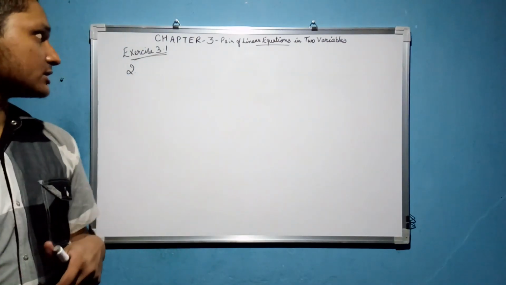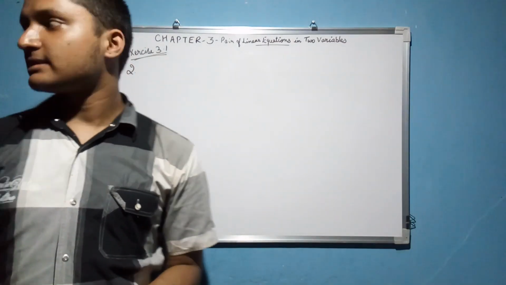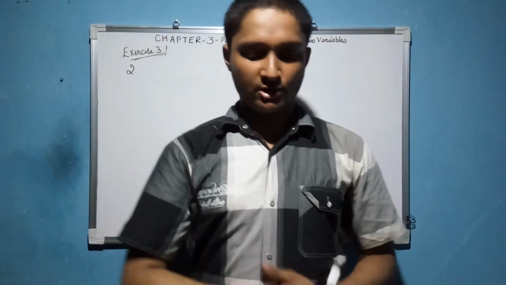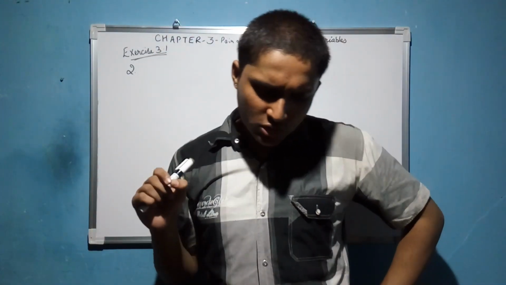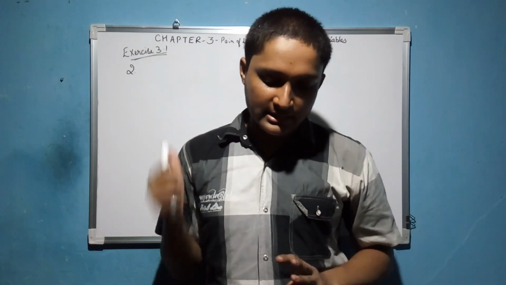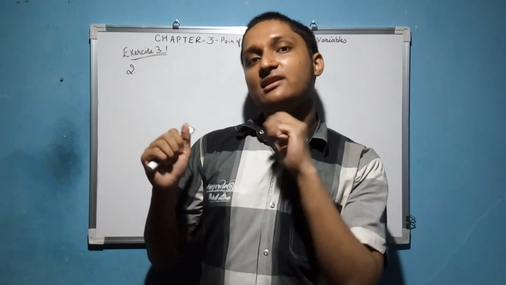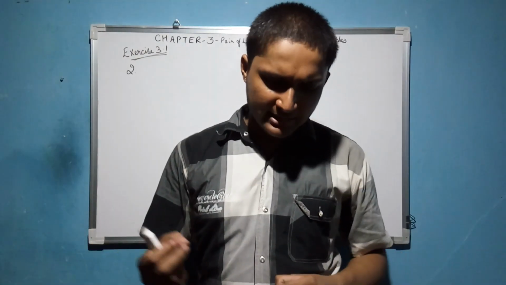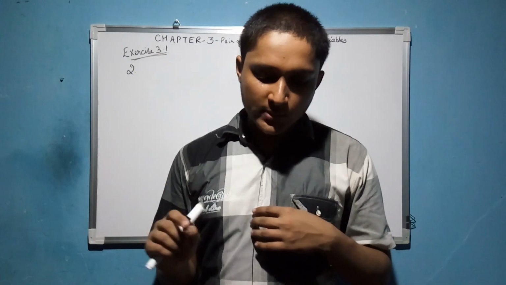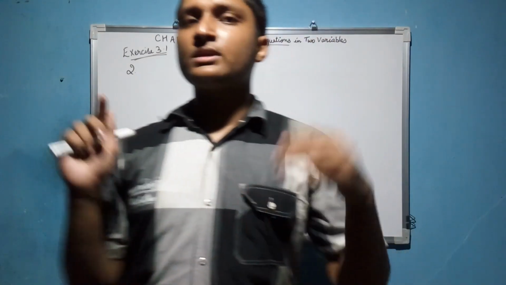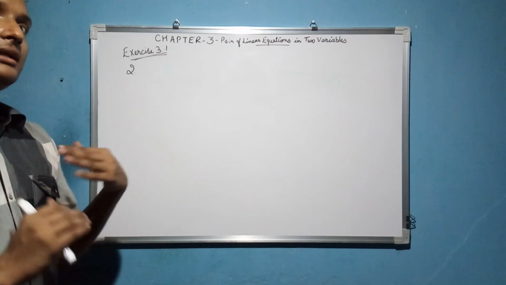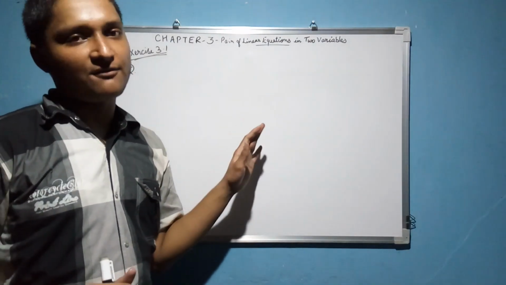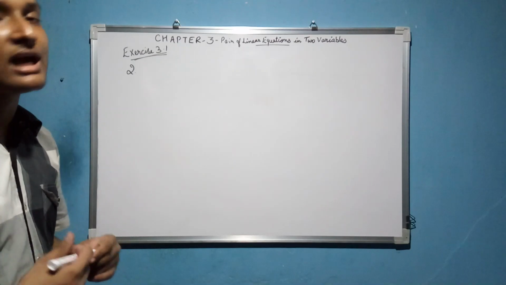Now we have the second question. The second question is from exercise 3.1. The coach of a cricket team buys 3 bats and 6 balls for 3,900 rupees, and later she buys another bat and 3 more balls of the same kind for 1,300 rupees. You need to represent the situation algebraically and geometrically. Algebraic representation is directly finding the equation. For geometrical, or graphical, representation, you need to show it on the Cartesian plane.